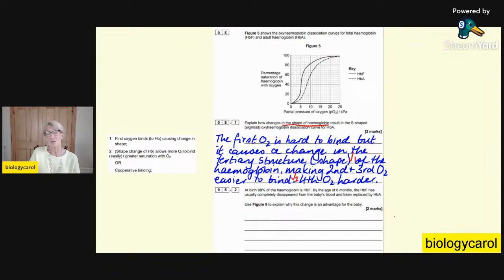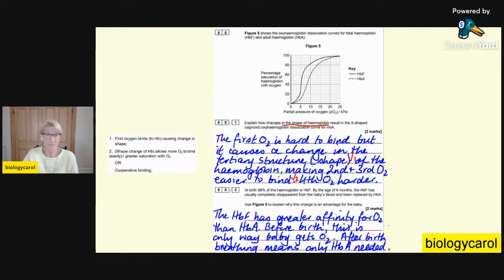I went down the wrong route in my answer. So this is what I wrote, which I thought was perfectly reasonable. Fetal hemoglobin has a higher affinity for oxygen than adult hemoglobin. Before birth, this is the only way that the baby is going to get any oxygen, because the fetal hemoglobin, because it has a greater affinity, it takes the oxygen from the maternal adult hemoglobin at the placenta. After birth, breathing means that in effect the fetal hemoglobin isn't required, only adult hemoglobin is needed.